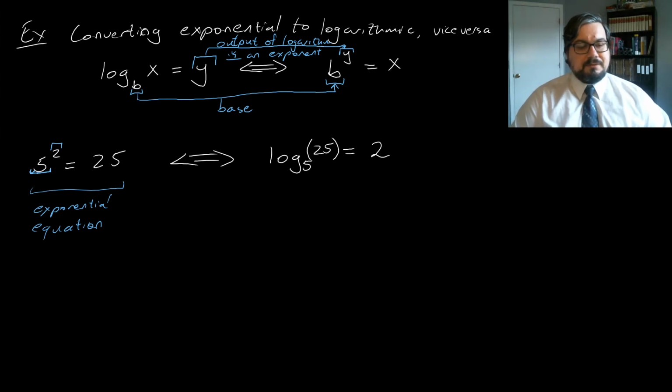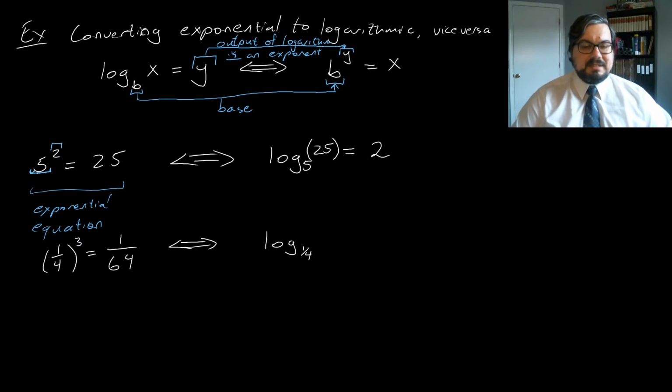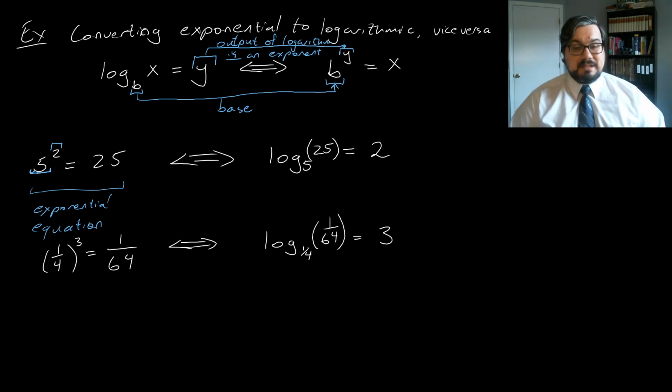All right, let's see a few more. Let's see, if we take 1/4 to the third, that equals 1/64. That tells us that the logarithm with base 1/4, the base of the logarithm, is the same as the base of the exponential. The output of the logarithm is an exponent. The exponent here is 3. And the input to the logarithm is 1/64.